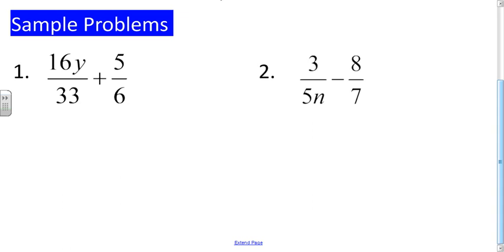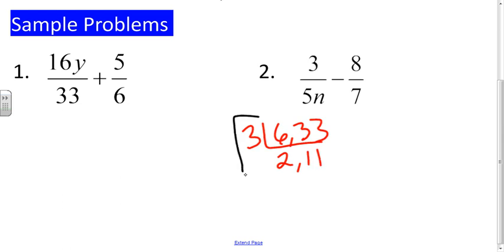16y over 33 plus 5 over 6. I want to find the least common multiple of 6 and 33. So I can use my ladder method to help me do that. 3 goes into both of these. 3 goes into 6 twice, and it goes into 33 11 times. And then remember, I can just multiply all of these numbers that are left. The reason I can multiply here is because there's nothing that goes into 2 and 11 except for 1. So 3 times 2 is 6, and then 6 times 11 is 66. So my LCM is going to be 66.